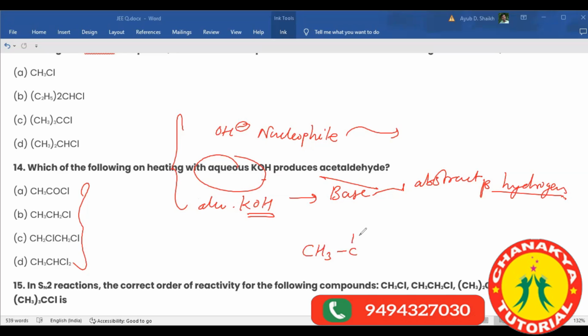CH3, C double bond O, H, is it? Yes, ma'am. This will be acetaldehyde. And in IUPAC nomenclature, what does it call? Ethanol, correct? Its name is what? Acetaldehyde, common name. And its IUPAC name is ethanol, sorry.